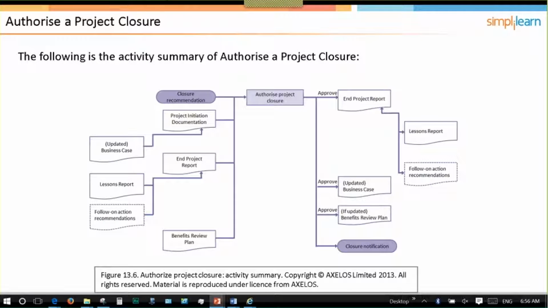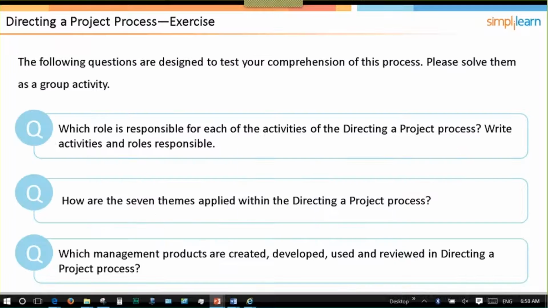Okay, so if we summarize, our inputs to those activities are going to be a closure recommendation that would be received near the end of the last stage. It's going to include the project initiation documentation and updated business case, if there were updates. The end project report, which includes lessons and follow-on actions, if there are any, and the benefits review plan. They will then approve those inputs, so the end project report, the business case, and the benefits review plan, and issue the closure notification. Correct?